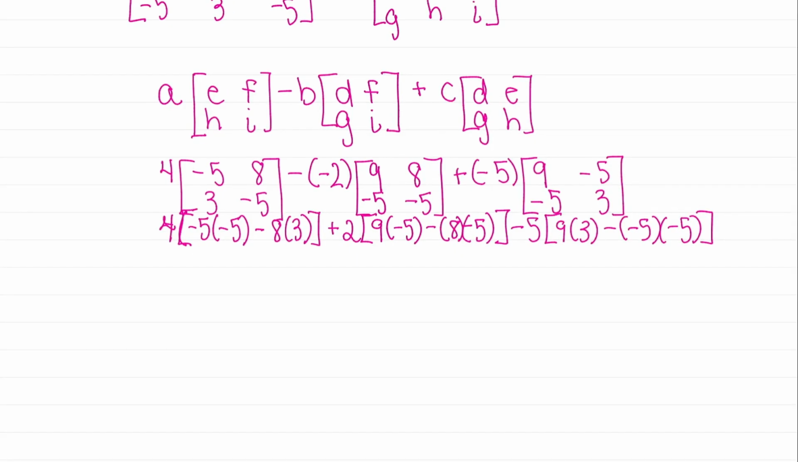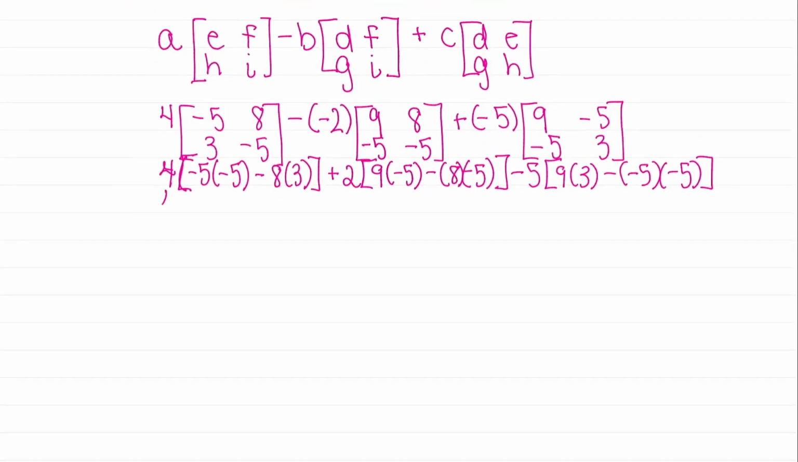Okay, so now let's go through and simplify this. We're going to have -5 times -5, that's positive 25. -8 times 3 is -24. Then we're going to have 9 times -5. -8 times -5 is +40.